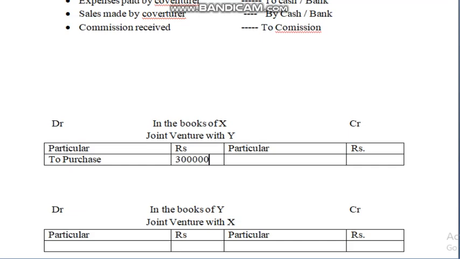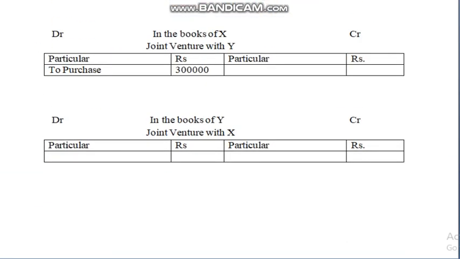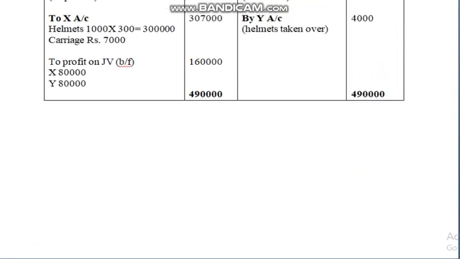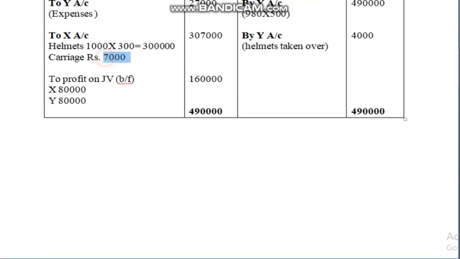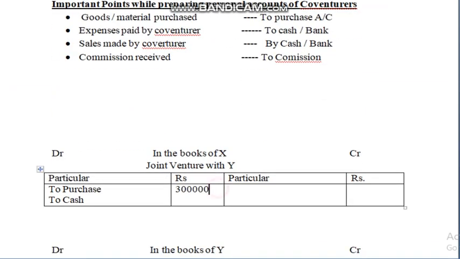The next one, again under X account there is a carriage. So carriage is an expense. So expenses debited with cash or bank. So in debit side, to cash account or bank account, rupees 7,000.